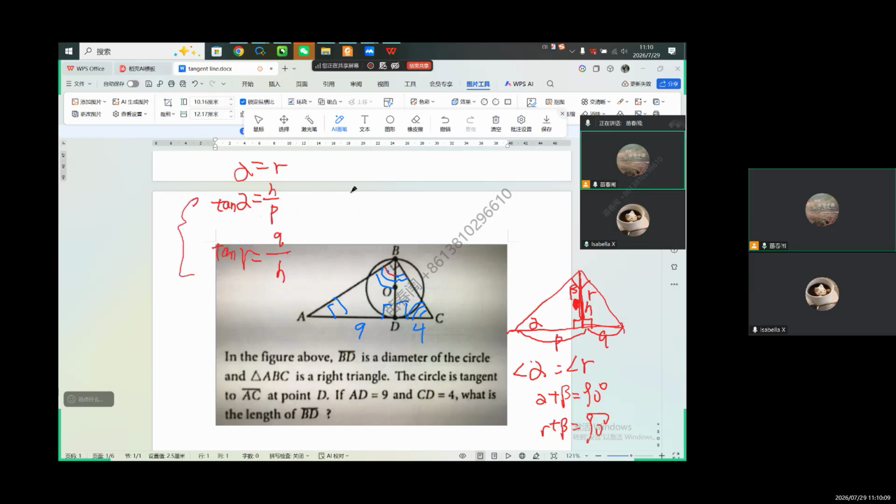Shouldn't the tans be the same because they're the same angle? Yes, they're the same. Now I have h over p equals q over h. Now I have h squared equals p times q. So then that equals 9 times 4 equals 36. So h equals 6. Does that make sense?